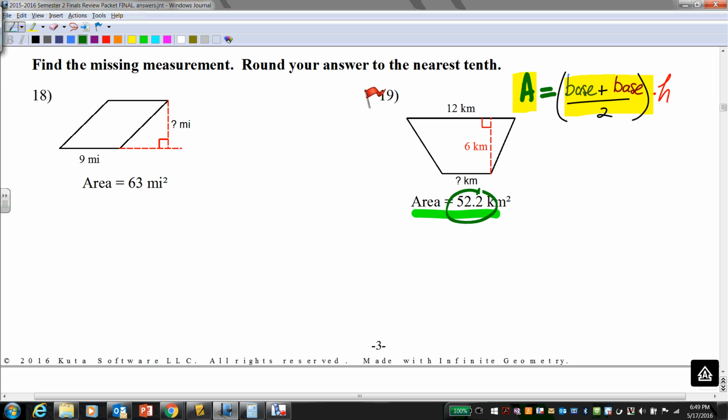We actually have the area, so that's going to go on this side of our equation. 52.2 equals, 1 base is going to be 12, plus our unknown other base, we'll call that x, over 2, times our height, which we have is 6. Your job here is to find your unknown, which in this case is going to be that x.